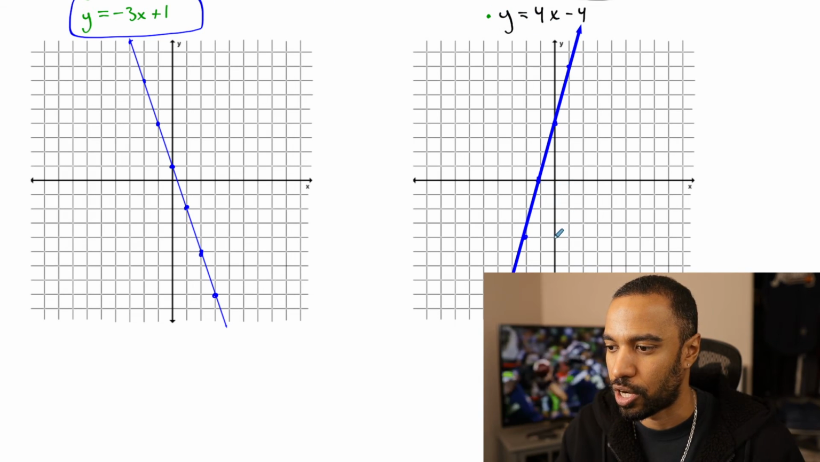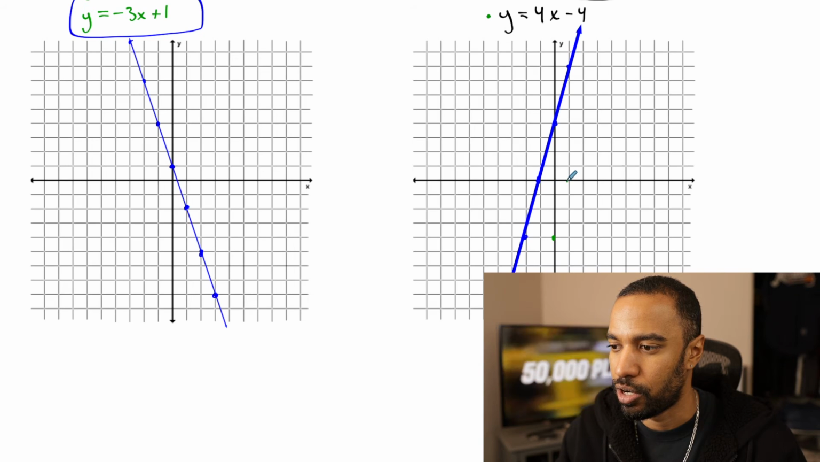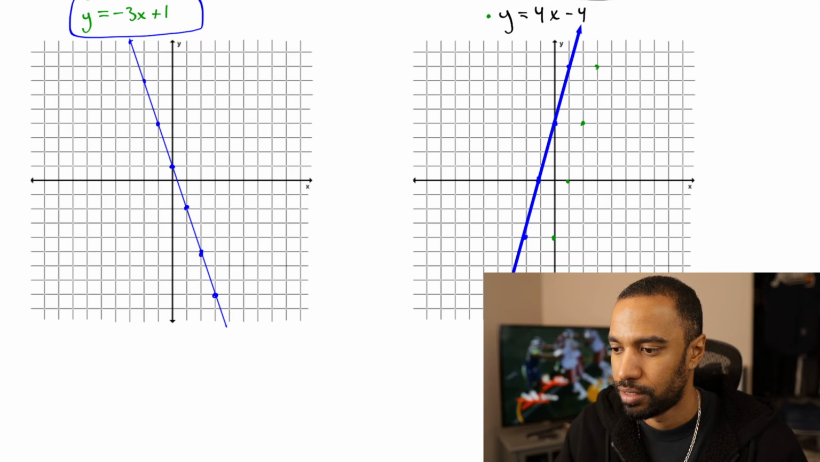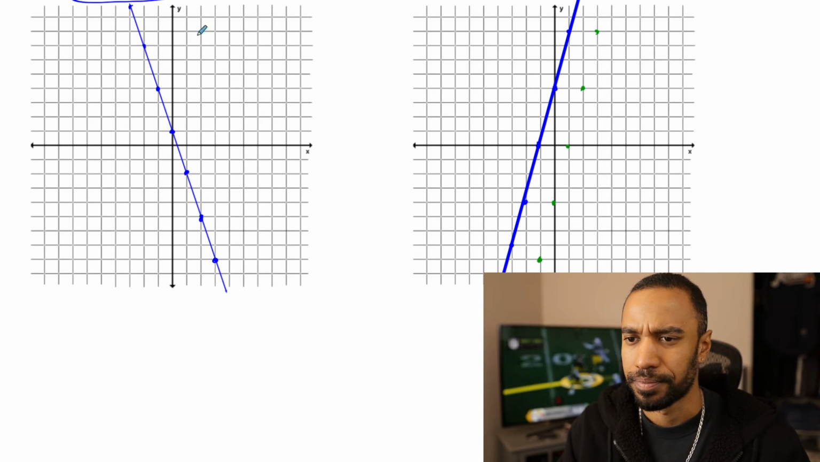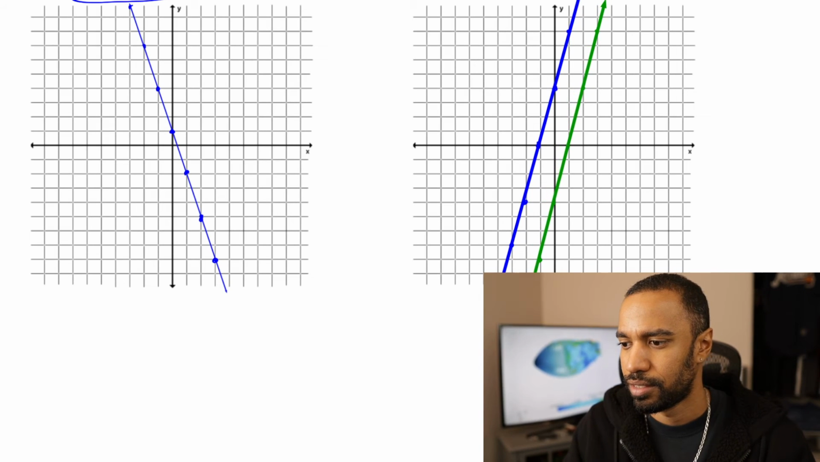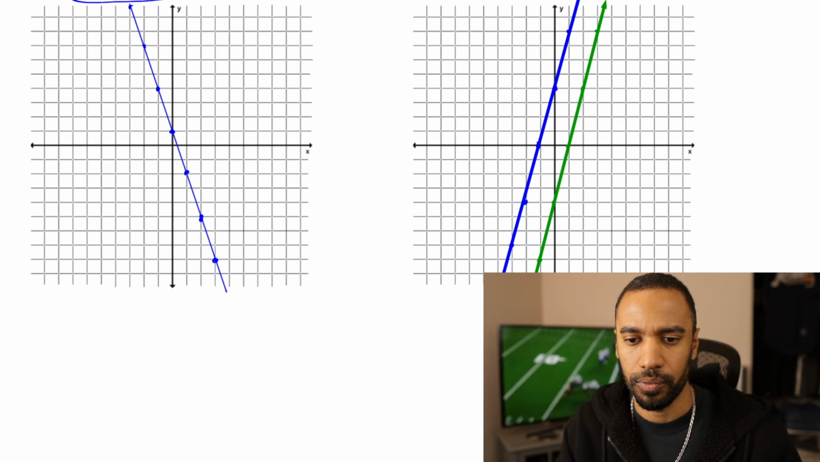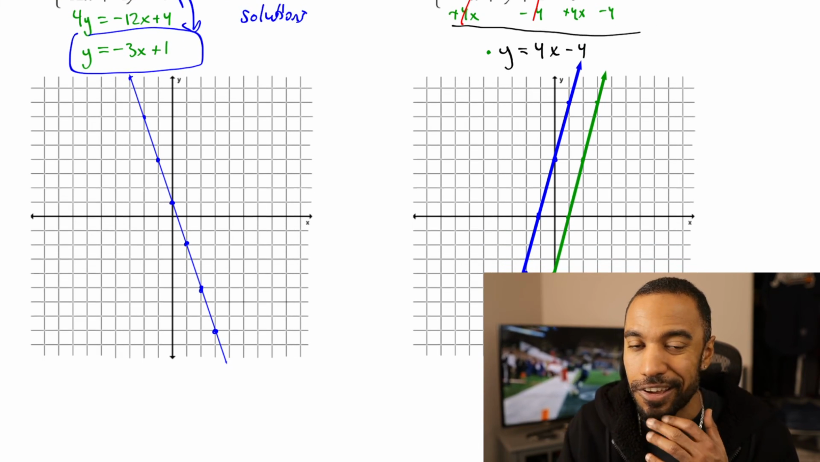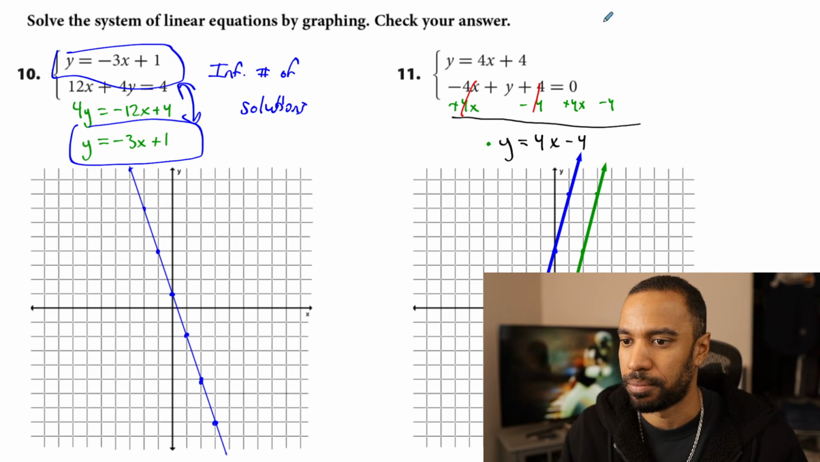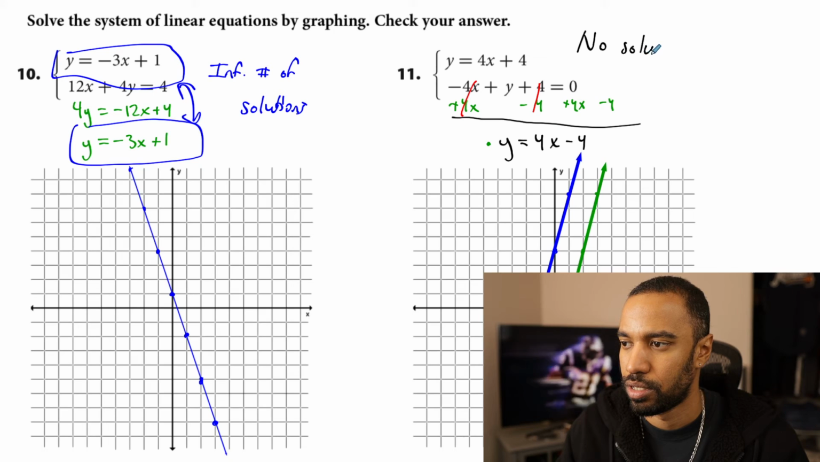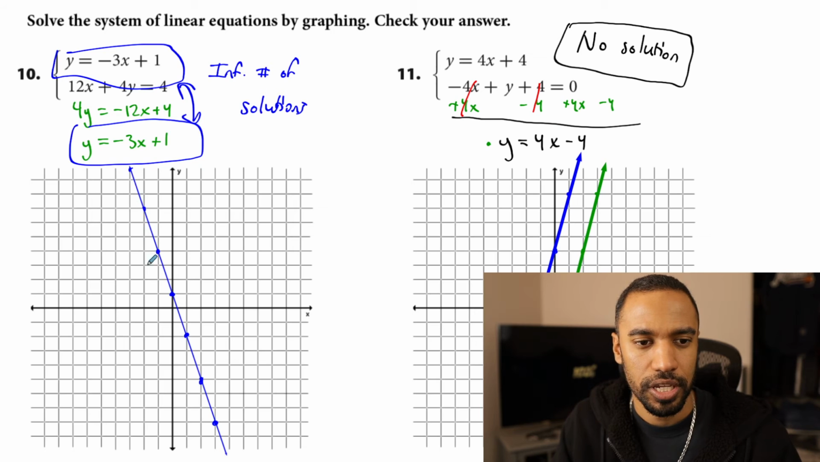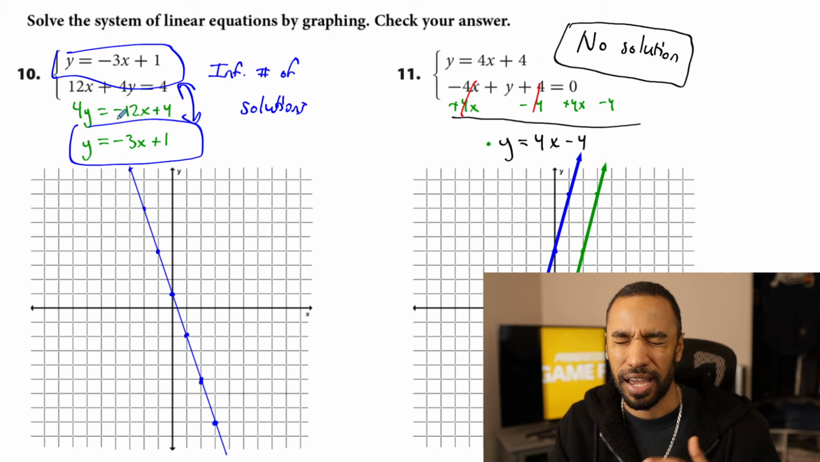4x minus 4, now I'm going to start right here. I'm going to go up 4, right 1, over and over again. So clearly, with the same slope, they go in the same direction, but they do not intersect. Much like that one we saw before, never intersecting, no solution. There's nothing I can substitute in one that can help me with the other. That is no solution. Okay, parallel lines, no solution. Single line, one on top of the other, infinite number of solutions.